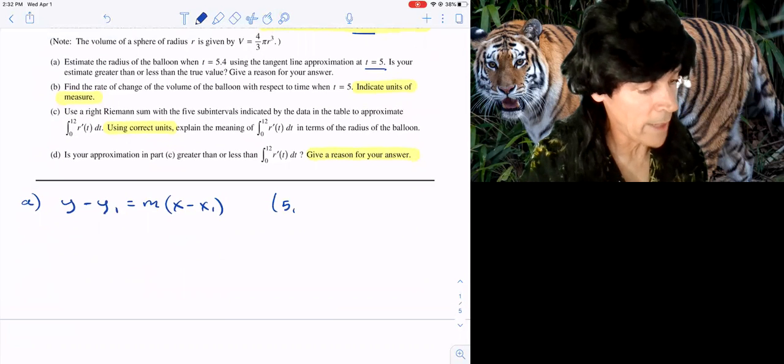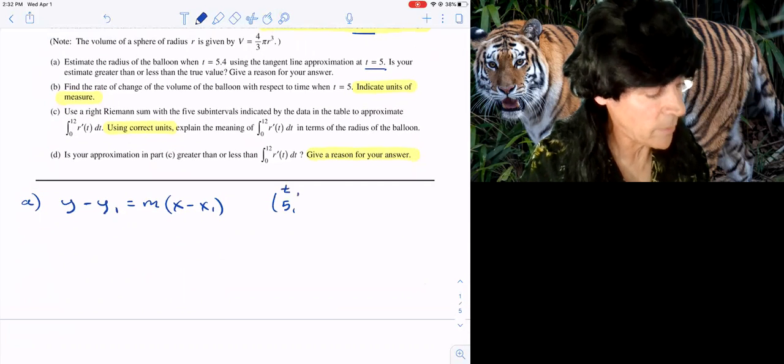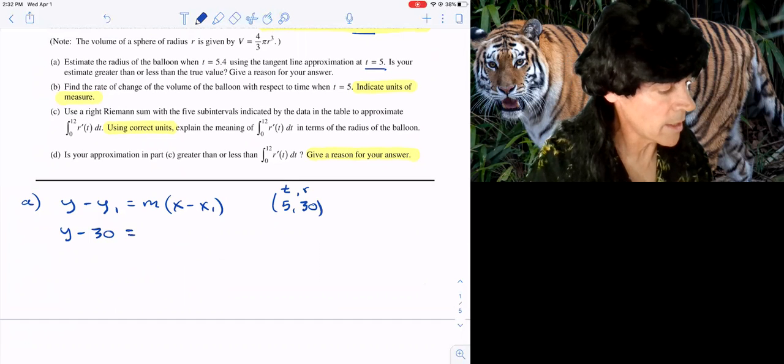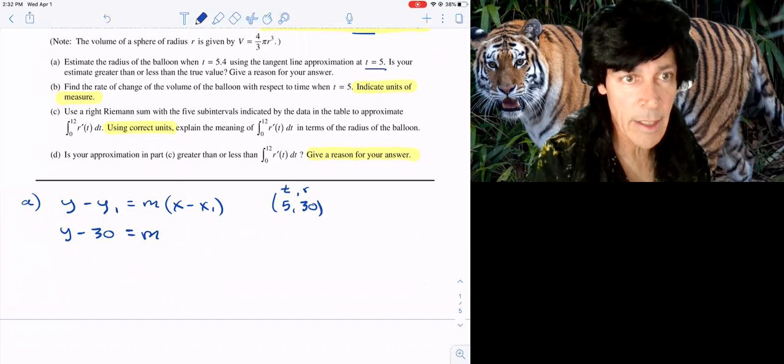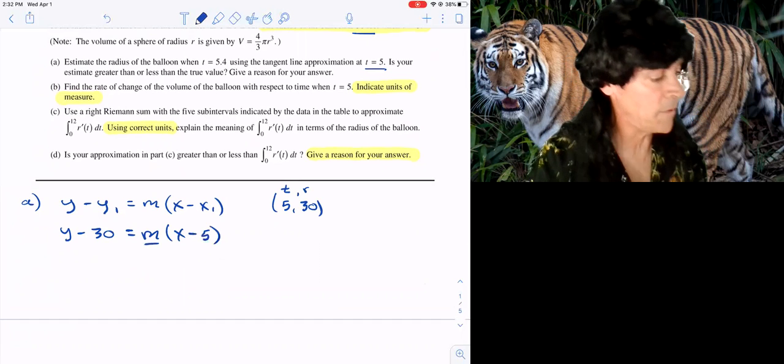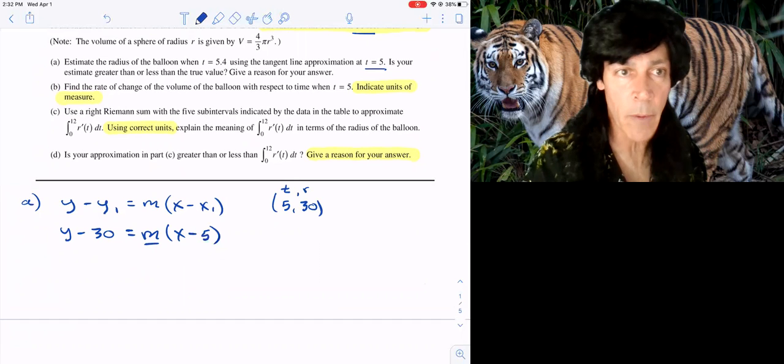Just put that point right there to remind me. That's my t value. And then my r is going to be 30. So I'm plugging that in. So y minus 30 is equal to, I'm going to figure out slope in just a second. Don't get all your knickers in a knot. x minus 5.